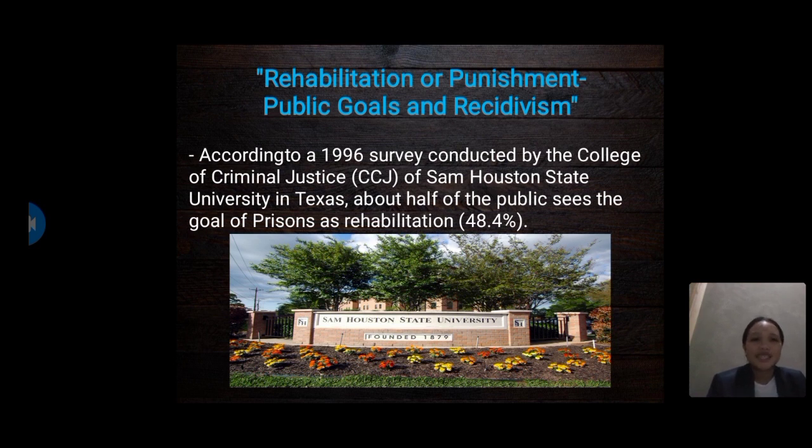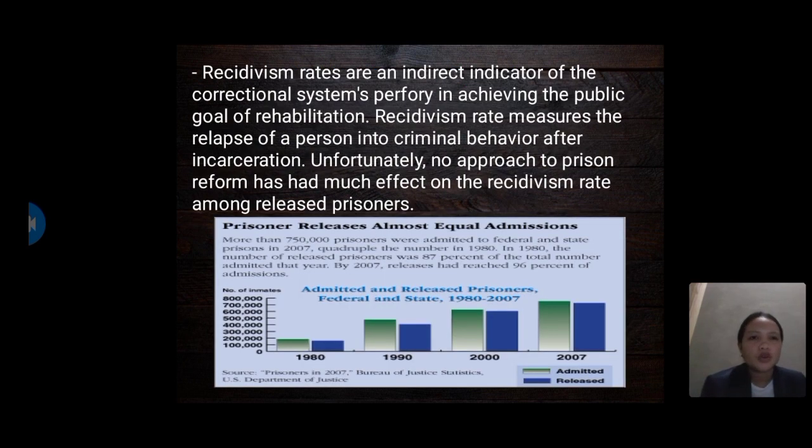According to a 1996 survey conducted by the College of Criminal Justice, or CCJ, of Sam Houston State University in Texas, about half of the public sees the goal of prisons as rehabilitation, or 48.4%. Unfortunately, no approach to prison reform has had enough effect on the recidivism rate among released prisoners.